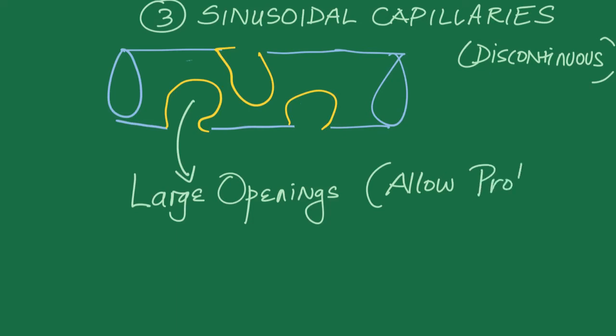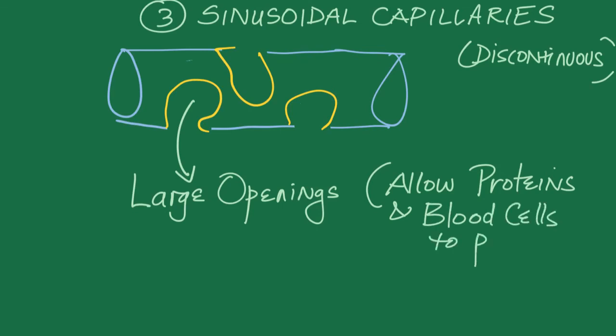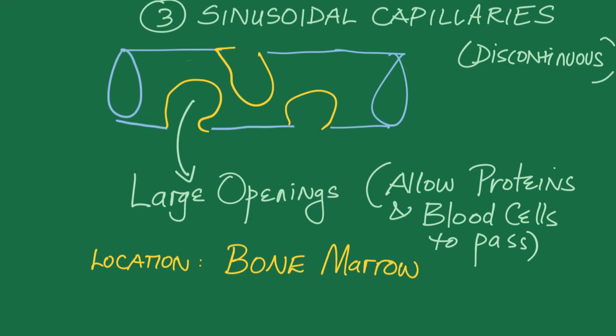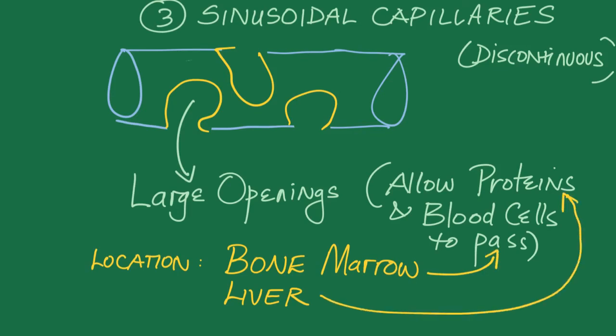The proteins are made in the liver, and the liver needs to ship them out. The best way for them to do that is to put them into these sinusoidal capillaries. So sinusoidal capillaries are found in the liver. They're also found in the bone marrow because the bone marrow is the site for blood cell production. It produces red blood cells, white blood cells, and platelets. So they can ship those out through this capillary. So the bone marrow sends out blood cells, the liver sends out proteins. So these two organs have sinusoidal capillaries.